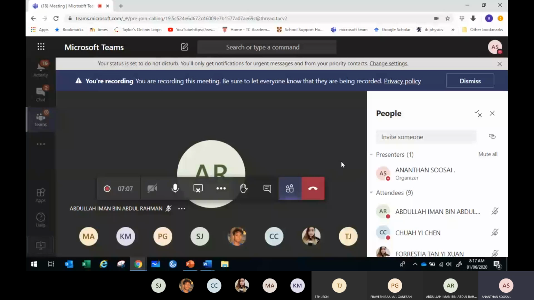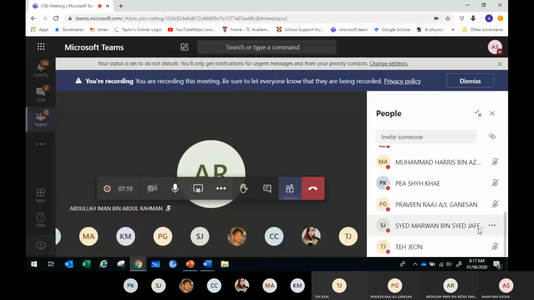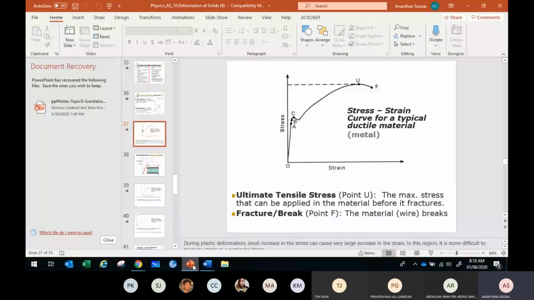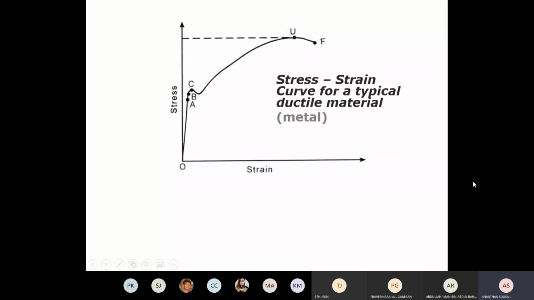Okay, class. So let's continue with the deformation of solid. We finished the topic today. Okay, I think 10 of you here. I think we can start. Okay, so hope everyone can see the slide. You can see the slide, right?